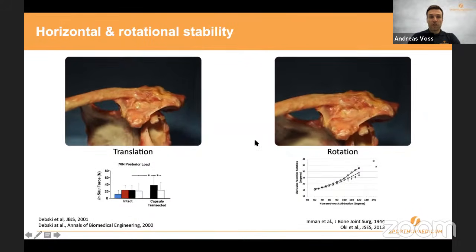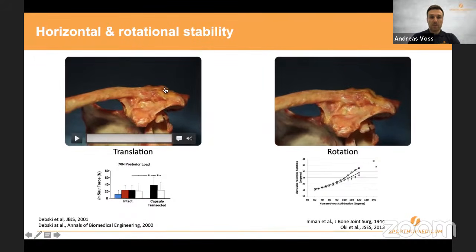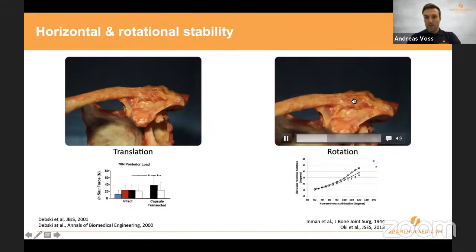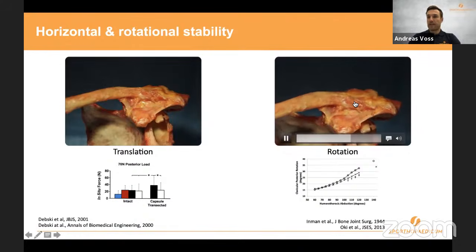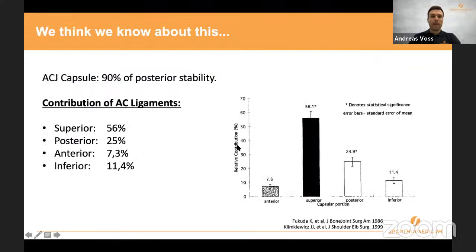If we look at the combination of horizontal and rotational stability, you can see here on the left, the translation. Again, this one is mostly performed by the AC capsule. And you can see here the rotational range of motion of this little joint, which is sometimes neglected, but it's a very important movement, as you can see here. The more you have the humerothoracic abduction, the more rotation you have in the AC joint. And this is always also important if you try to treat AC joint injuries or even if you perform surgery.